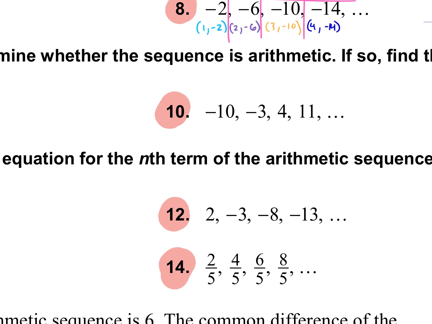What about for 10? What am I adding or subtracting to get from 1? Plus 7. Does that work for -3 to 4? Yes. And 4 to 11? Yes. So what's my common difference? 7. Awesome.